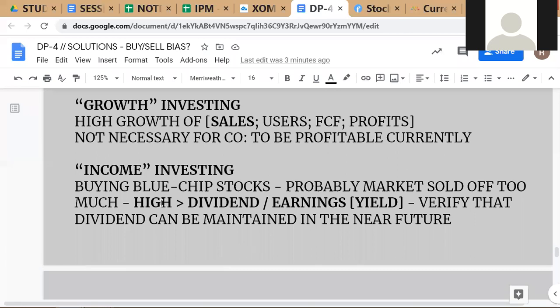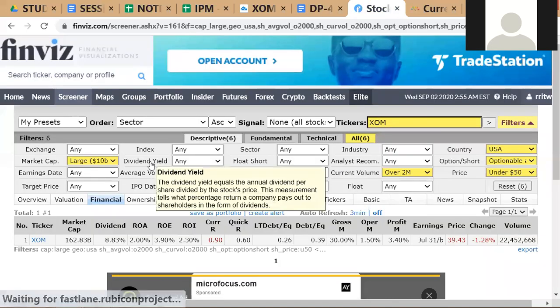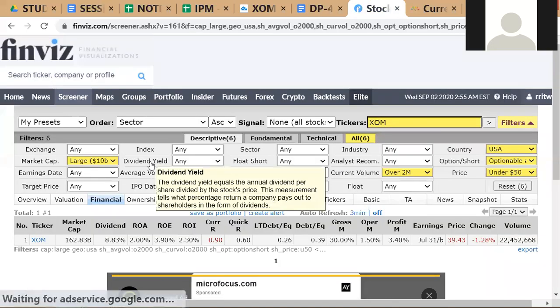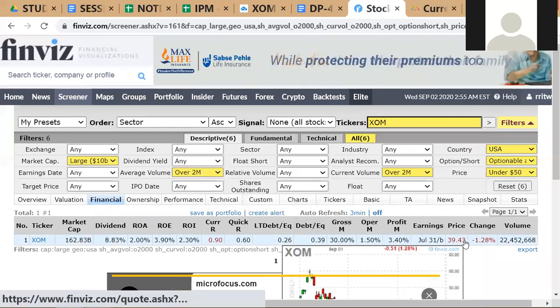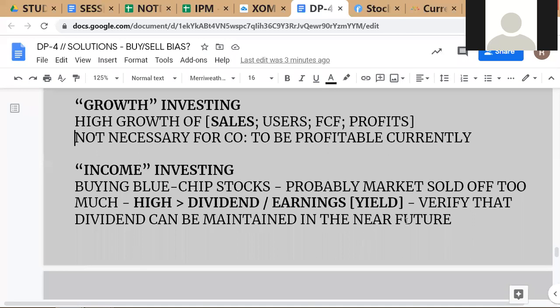So 2 important terms in income investing: dividend yield, earnings yield. How is it done? You can go there and check, okay? Here, dividend yield, you can see what it is. So earnings per share, and a dividend per share divided by market price of share.